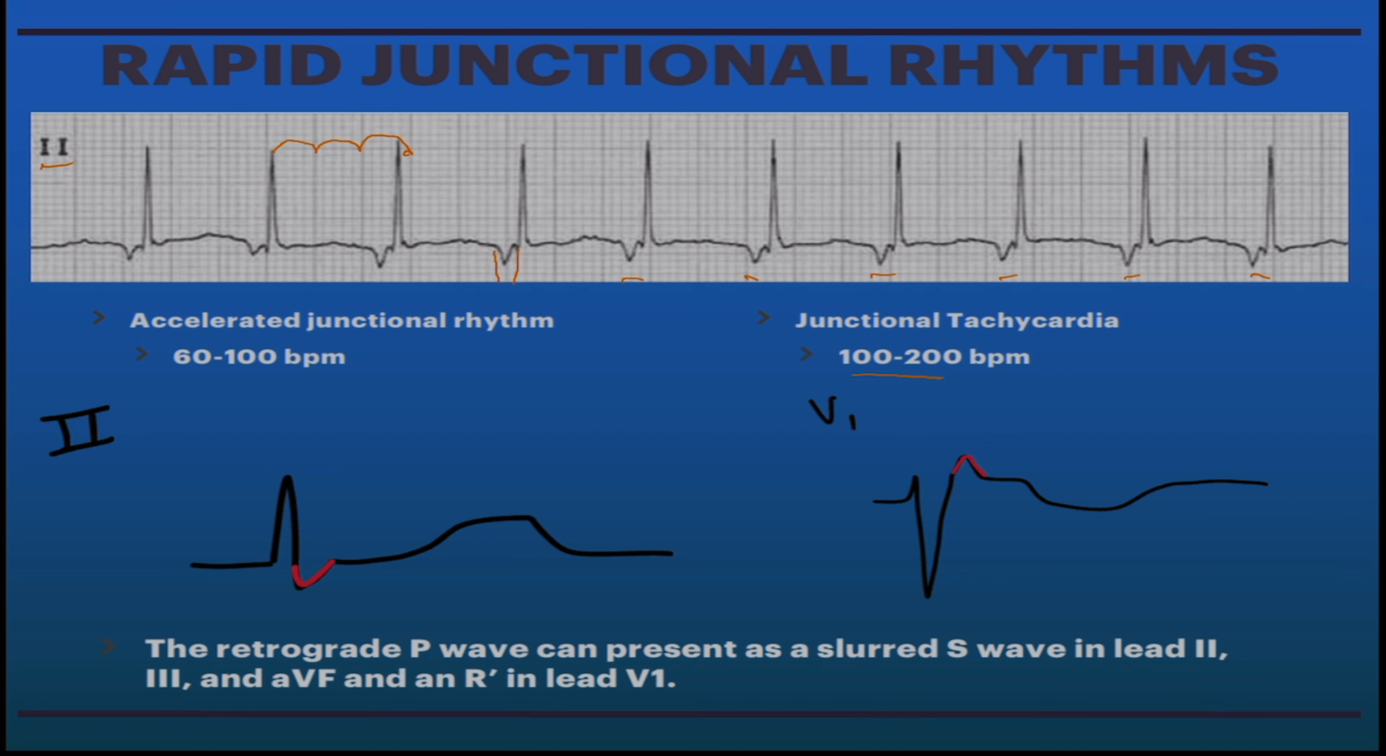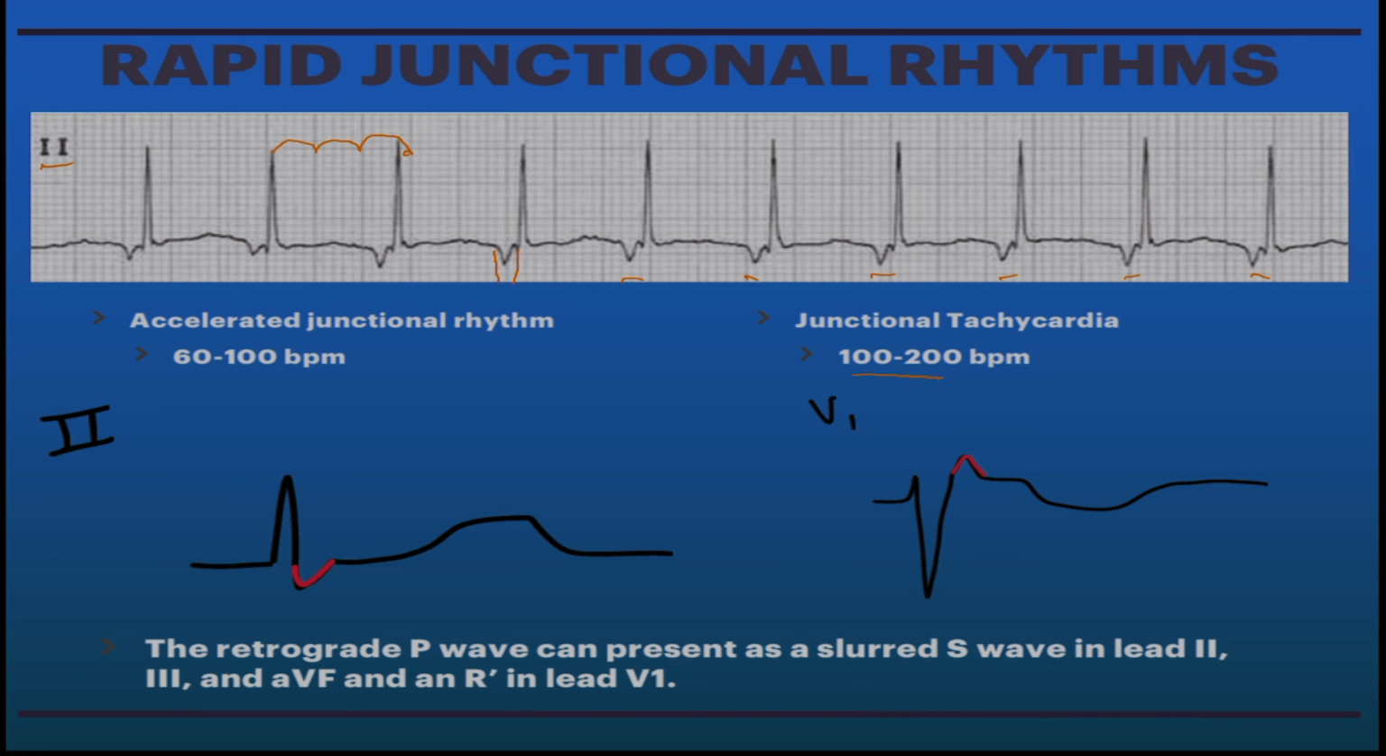So because I know that inverted P waves in lead 2 with a shortened PR interval and narrow QRS complex, this is likely a junctional rhythm, and those P waves are being retrogradely conducted into the atria.